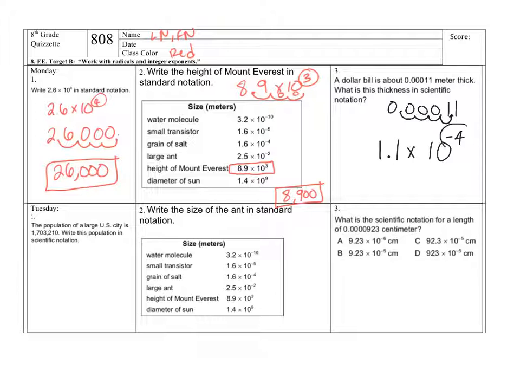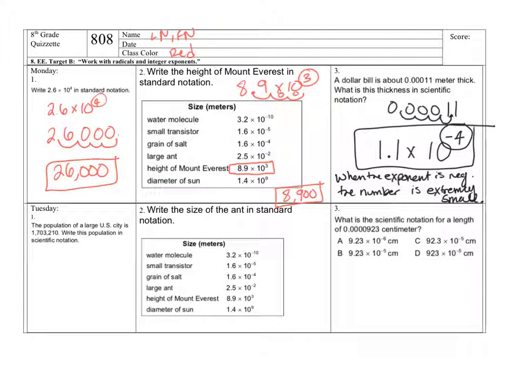So when the exponent is negative, and you can write it in a sentence, when the exponent is negative, the number is extremely small. And this is a perfect example. The thickness of a dollar bill is a very, very small number. So that's why the exponent is negative. And this is that measurement in scientific notation: 1.1 times 10 to the negative 4.